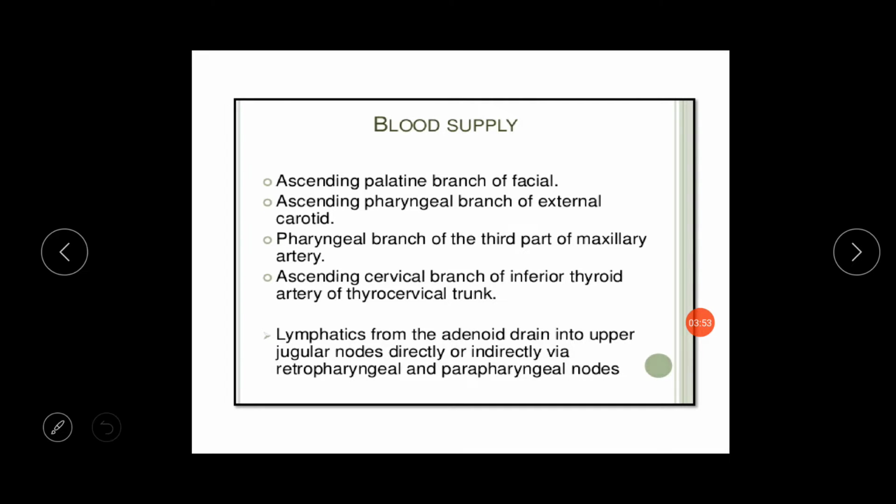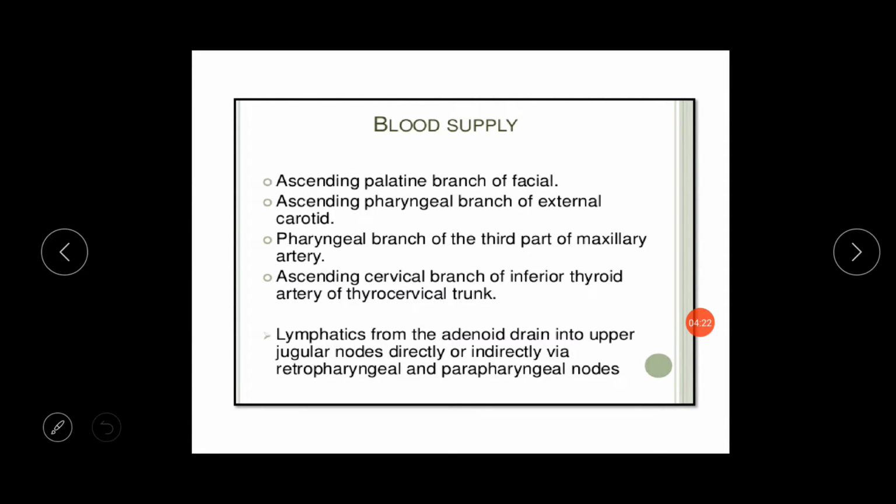Blood supply of the adenoid. The adenoid blood supply comes from the ascending palatine branch of the facial artery, the ascending pharyngeal branch of the external carotid artery, the pharyngeal branch of the third part of the maxillary artery, and the ascending cervical branch of the inferior thyroid artery of the thyrocervical trunk. So the main blood supply of the adenoid usually comes from the external carotid artery.